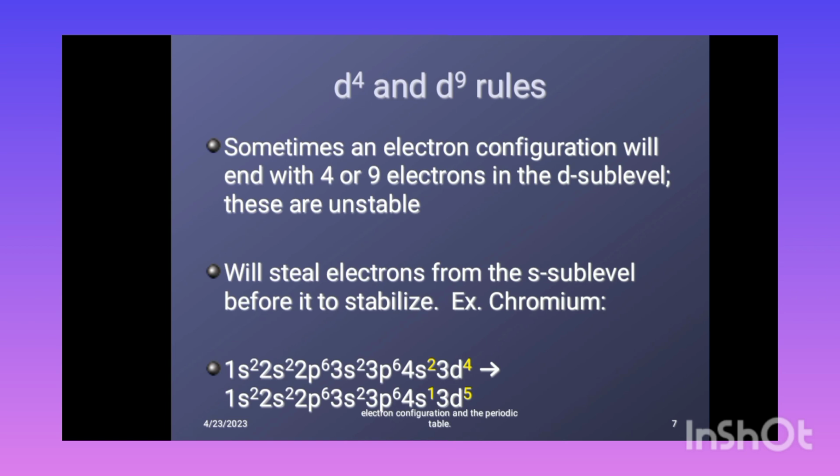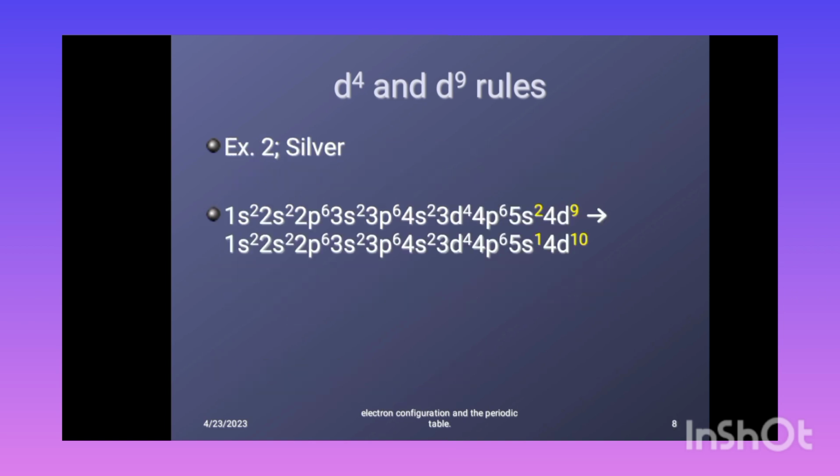For example, the chromium atom. The expected electron configuration for chromium will be 1s2 2s2 2p6 3s2 3p6 4s2 3d4. Do you see? There is 3d4. 3d4 is unstable. It is unfilled. It is not even half filled. Therefore, we have to convert it into a stable electron configuration. So 1s2 2s2 2p6 3s2 3p6 4s1 and 3d5 is the stable electron configuration for chromium.